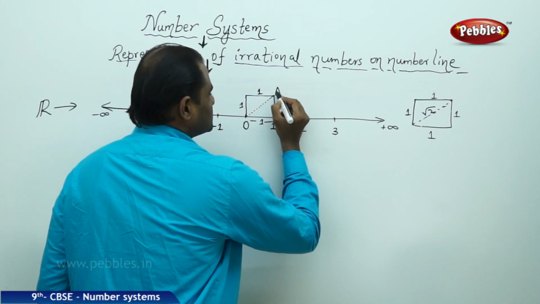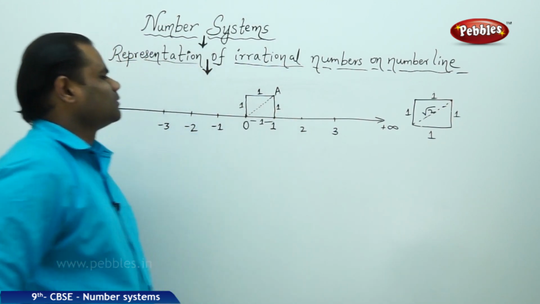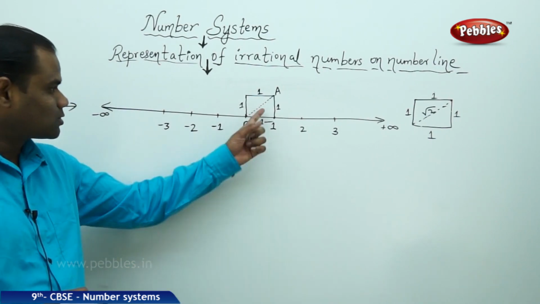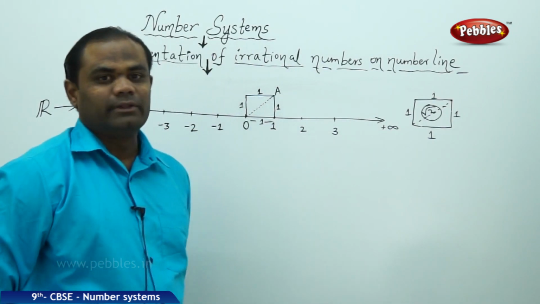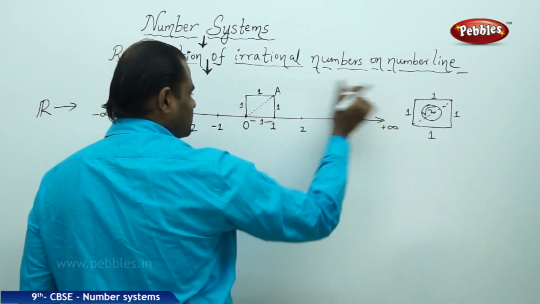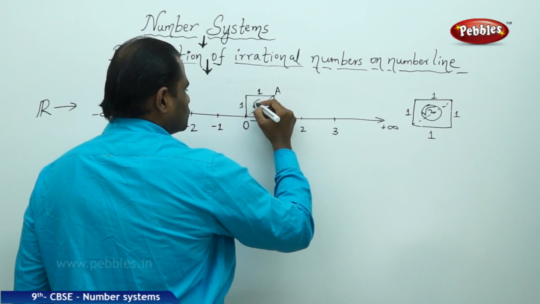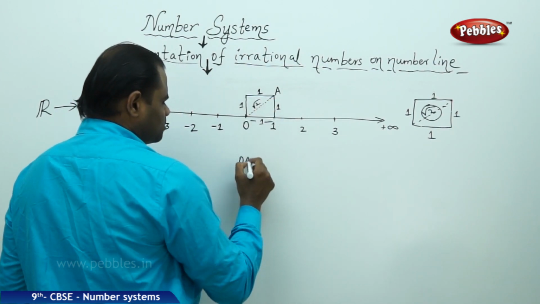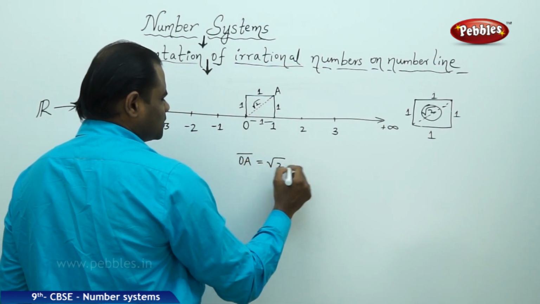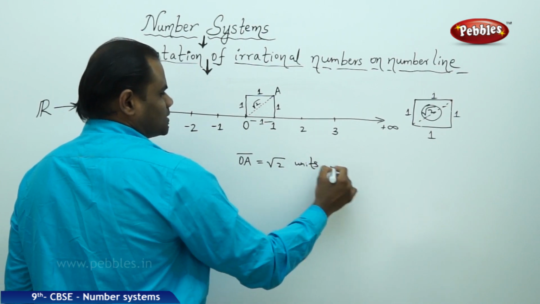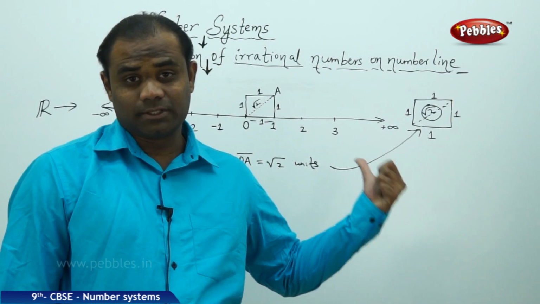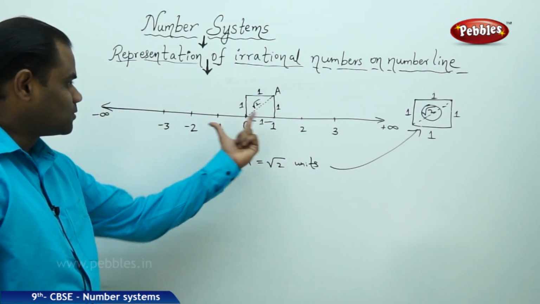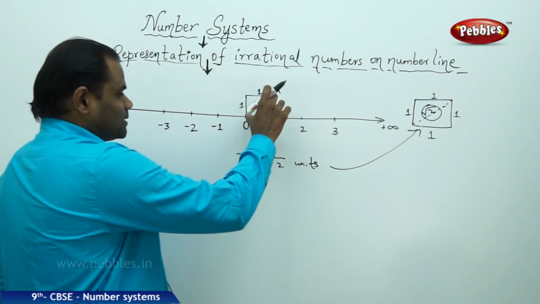Let me just mark this as A. Now OA is the diagonal for this square, which we know indirectly is root 2. Therefore, I just transform this dimension into root 2 out here. So I get OA equals root 2 units, using the concept of the square, which we have already discussed in the session.